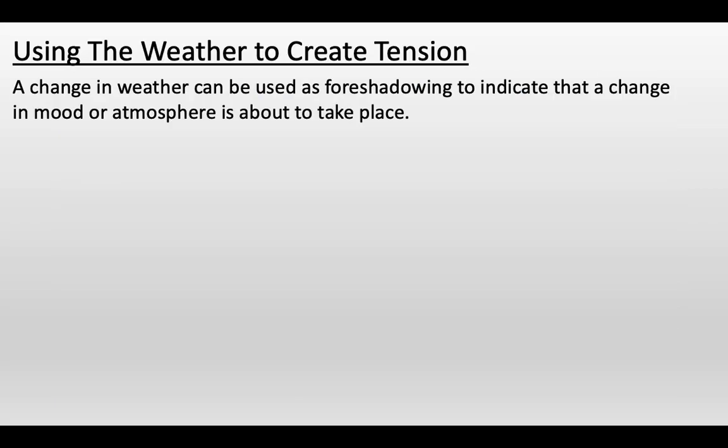So, can we copy down the side heading then, using the weather to create tension? And then copy down what it says underneath. So it says, a change in weather can be used as foreshadowing to indicate that a change in mood or atmosphere is about to take place. Now, you don't need to copy these examples down because you're about to write your own, but let's have a look what I mean.